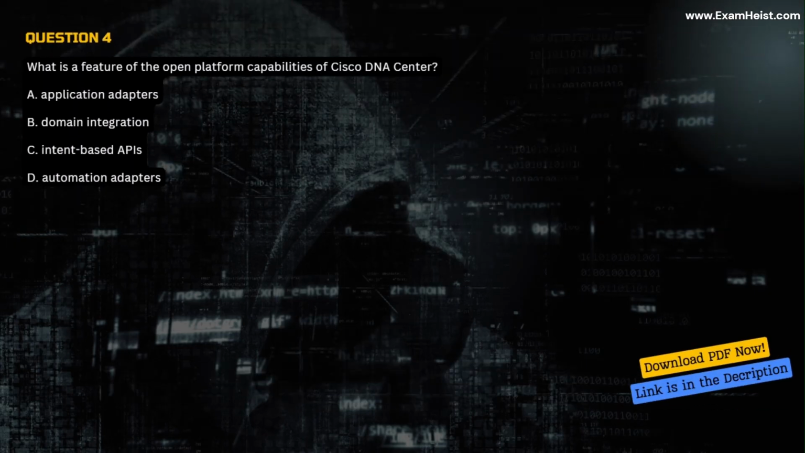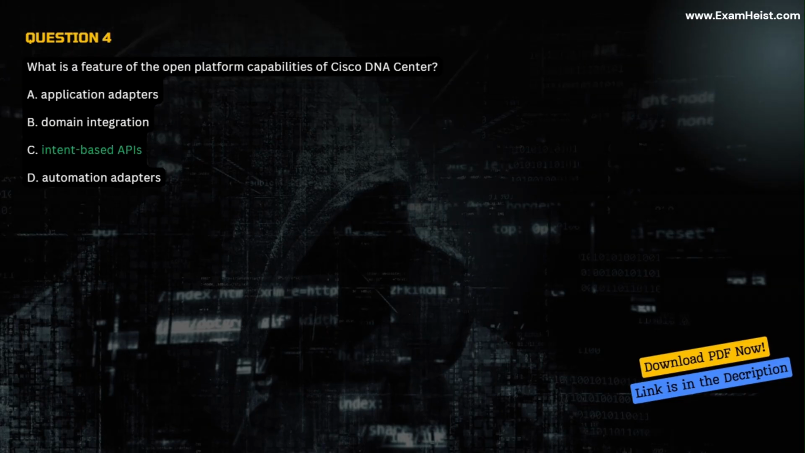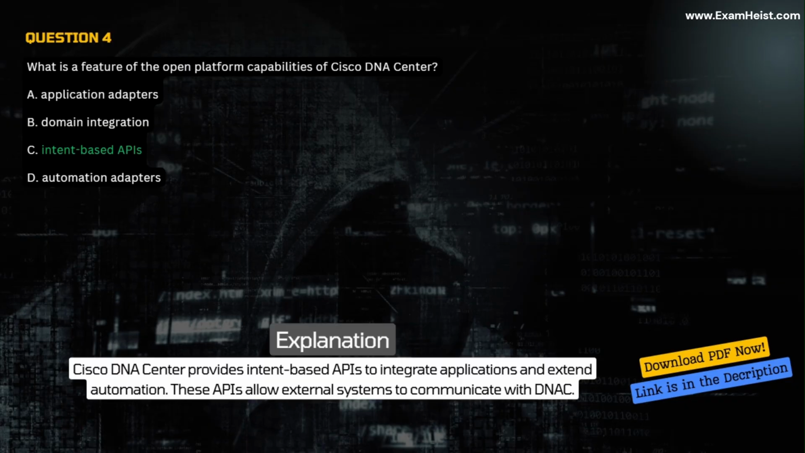Question 4. What is a feature of the open platform capabilities of Cisco DNA Center? A. Application adapters. B. Domain integration. C. Intent-based APIs. D. Automation adapters. Correct answer C. Intent-based APIs. Explanation. Cisco DNA Center provides intent-based APIs to integrate applications and extend automation. These APIs allow external systems to communicate with DNAC.